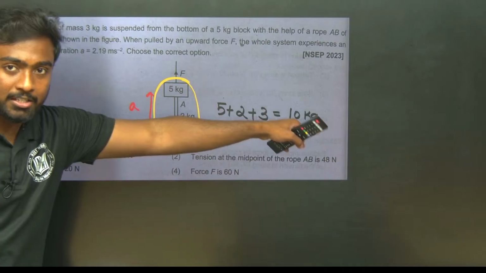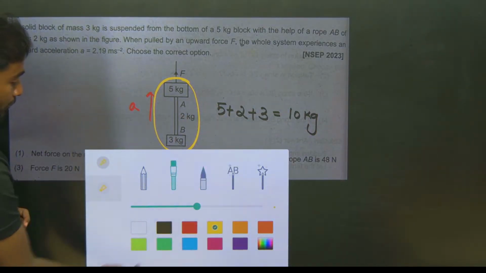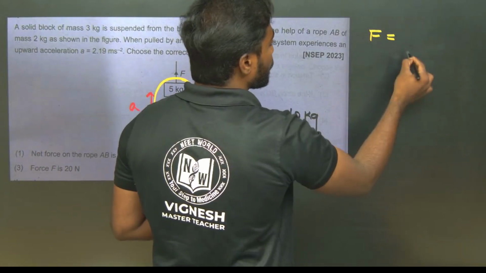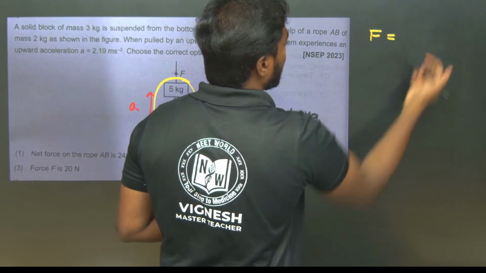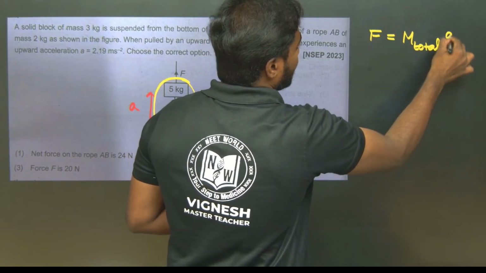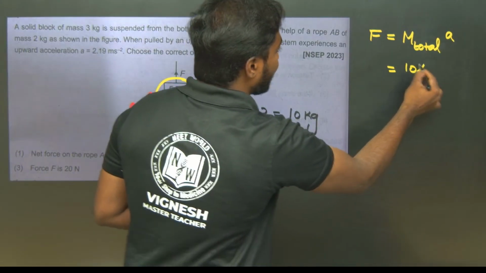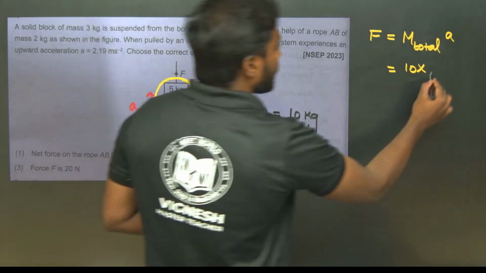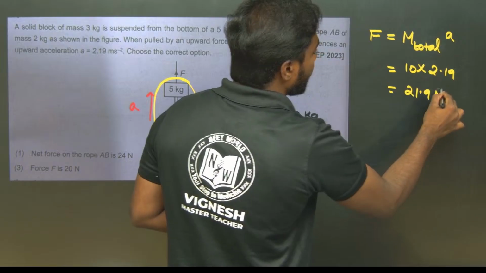So 10 kg. We know that force is nothing but mass into acceleration. So F equals m into A, where I should take the total mass into acceleration. What is the total mass here? 10 kg. What is the acceleration given? 2.19 meter per second square. So 10 into 2.19, which is 21.9 Newton.